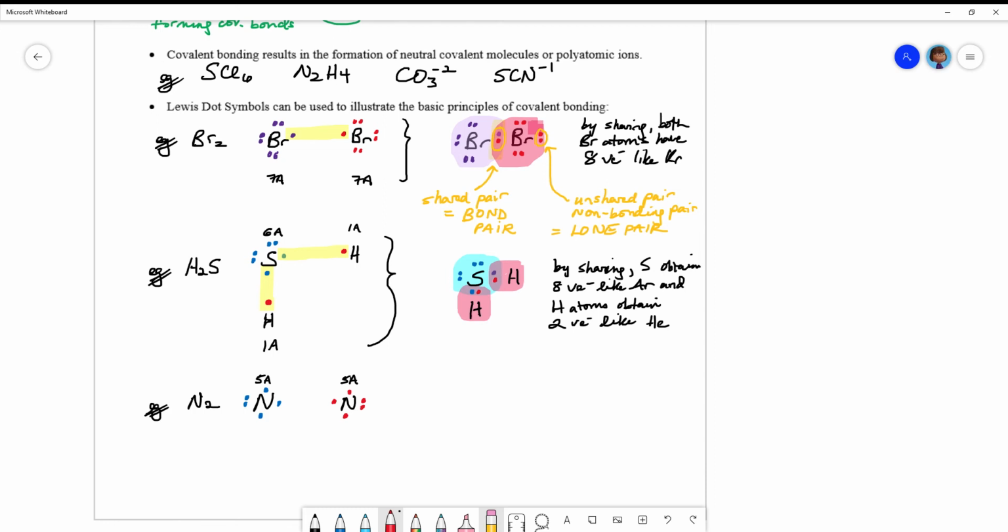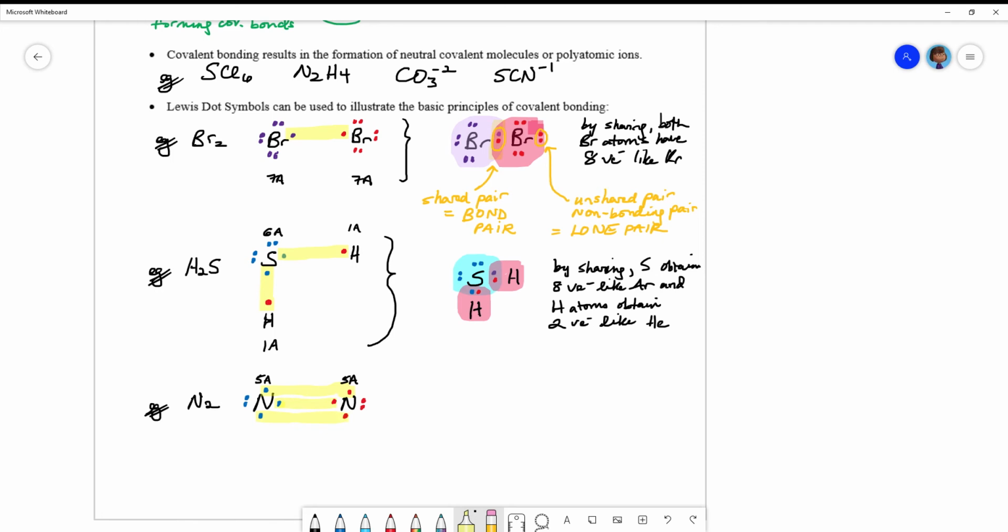If either of these nitrogens gets 3 more electrons, they will have 8 valence electrons like neon. But blue nitrogen's not going to give away any of its electrons to red. Red's not giving up any of its electrons to blue. What's a nitrogen atom to do? It's got to share. And as it turns out, both of these atoms have 3 unpaired electrons that can be shared. And so we can share these 2, we can share these 2, and we can share these 2 electrons.